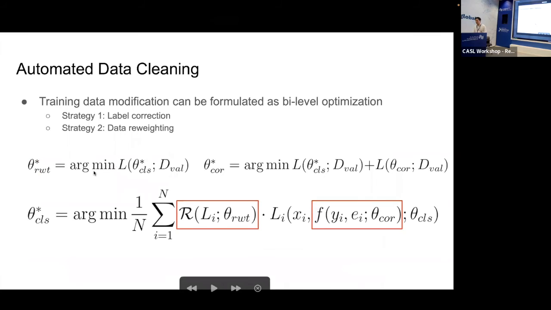So this problem can be formulated as an extended bi-level optimization problem, where we have two optimization problems on the upper level and one problem on the lower level. The two problems on the upper level are label correction and data re-rating, and the bottom level problem is whatever problem the data scientists have.